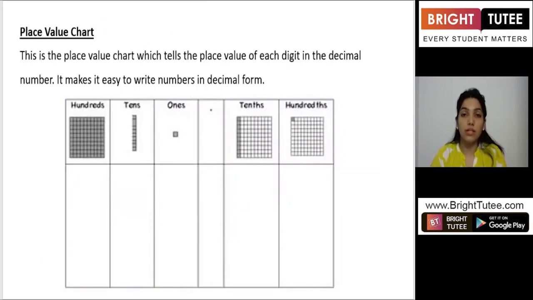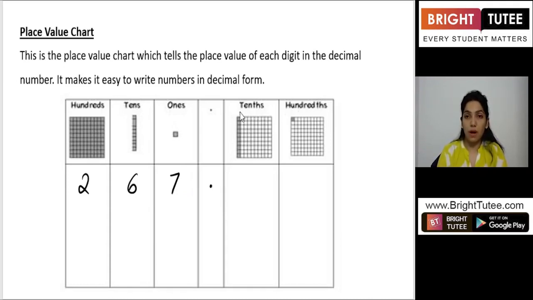Let's put some numbers in this particular chart, that is a place value chart. This is a place value chart which tells the place value of each digit in the decimal number. It makes it easy to write the numbers in the decimal form. So here in the hundreds, you see all the boxes are shaded. So let me make a number, say 200. This is the tens place, say I'm writing 6 here. Then in the ones place, let's say I write 7 here. Then we have the decimal point.